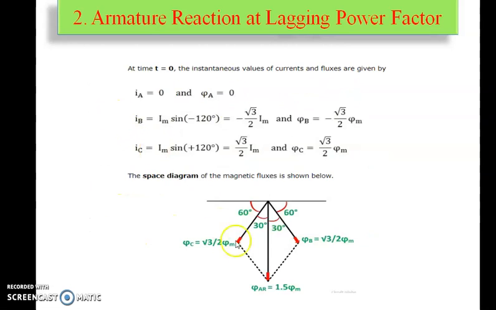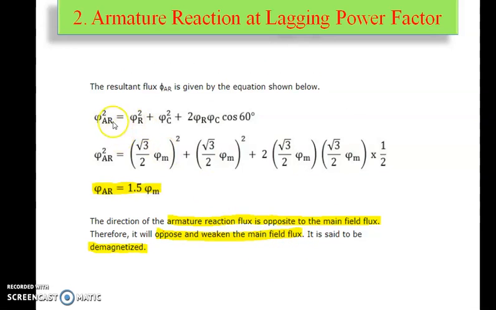I'm taking the parallelogram of these two vectors. This is nothing but a parallelogram, so I take the resultant of these two vectors. I get phi AR squared equals phi B squared plus phi C squared, and by solving this I get phi AR equals 1.5 phi m. The direction of the armature reaction flux is opposite to the main field flux, therefore it will oppose and weaken the main field flux and is said to be demagnetizing.